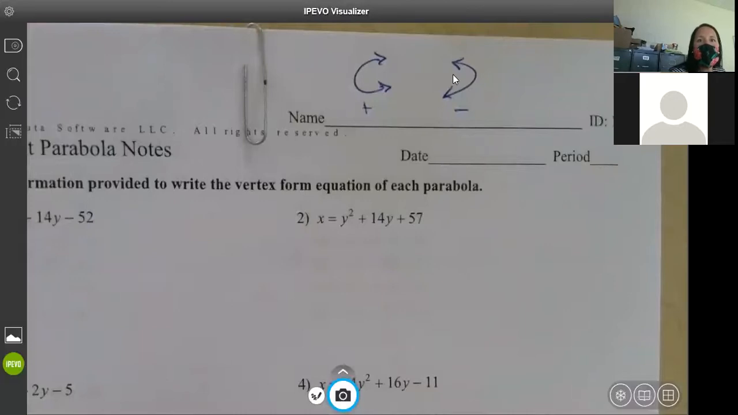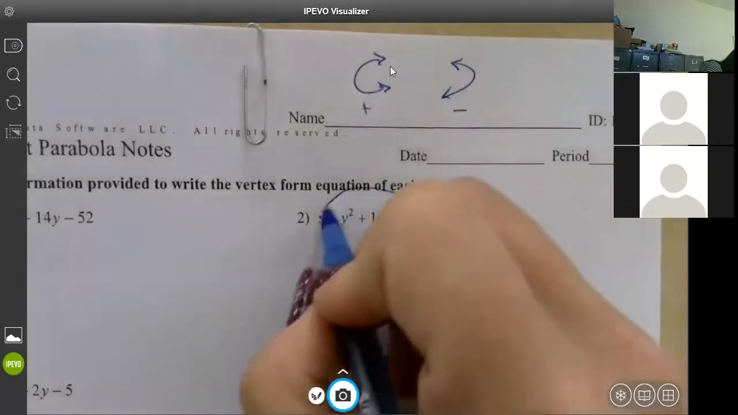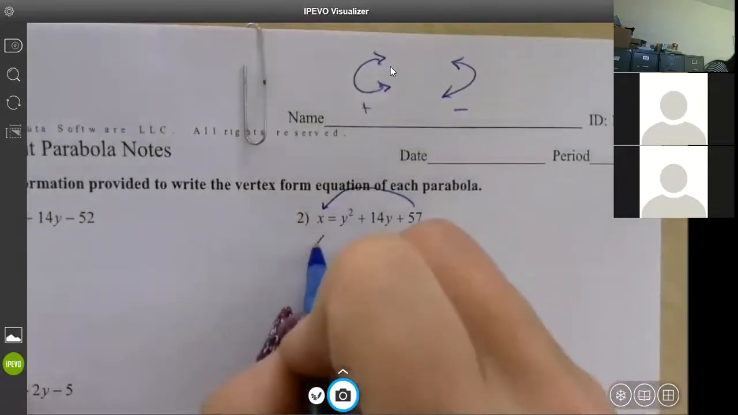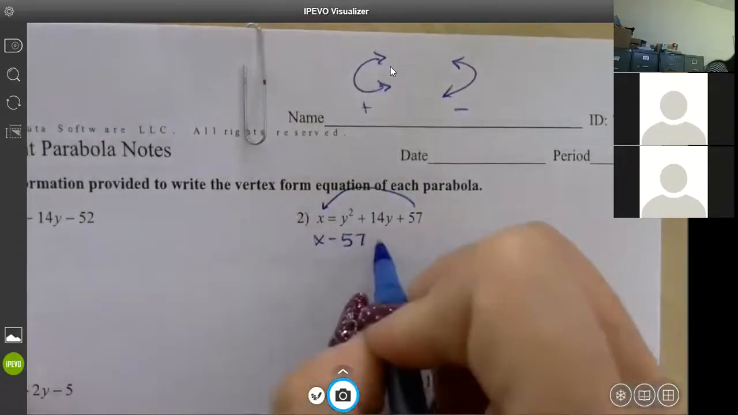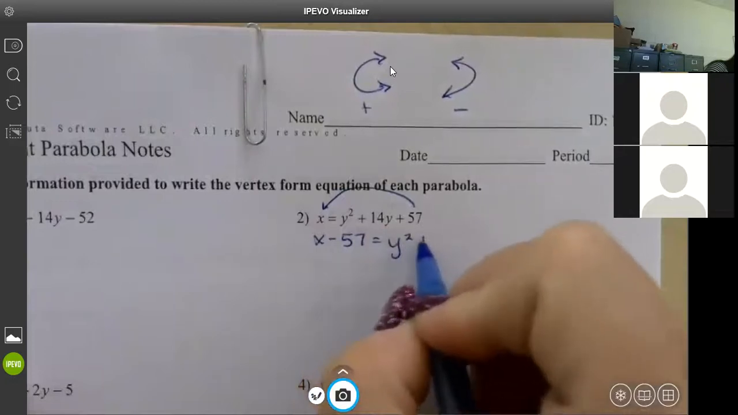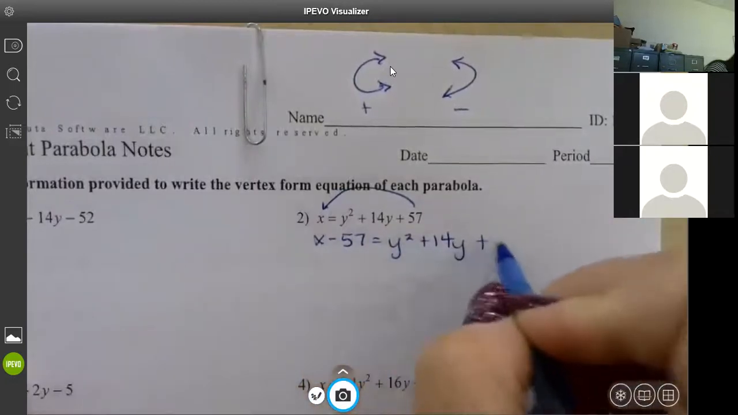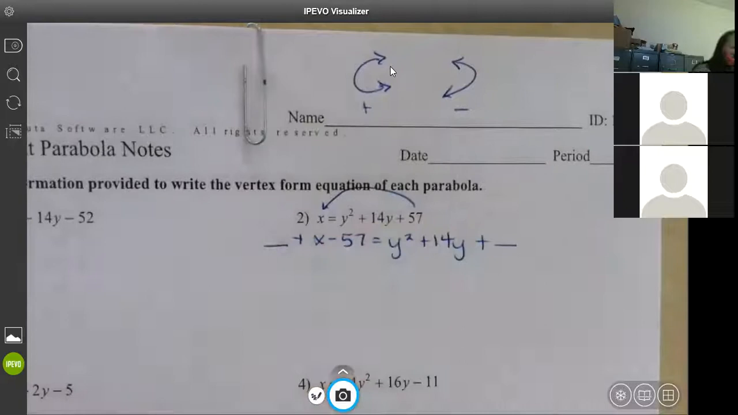So I'm going to go to number 2 because it's all positive. So let's just work with the easy one first. And we're going to work it the exact same way. So what was the first step on the other ones that you did? What do you have to do first? Subtract 57. Move that 57 over. So we moved the 57. We got y squared plus 14y. And then we put the blanks. We do the same exact thing. There's nothing any different.